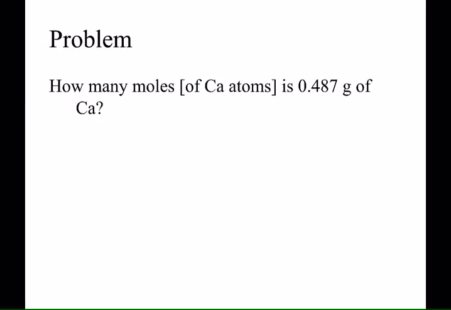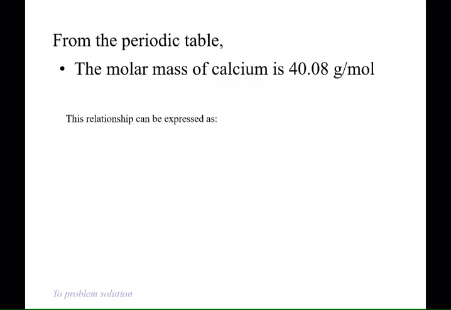It says how many moles of calcium atoms is 0.487 grams of calcium. Now again, what I did in brackets before, usually this won't be here, so it will say how many moles, question mark moles, is 0.487 grams of calcium. So you need a link between grams and moles. If you look at the periodic table, you're going to see that the decimal number for calcium is 40.08. That means in calcium there's 40.08 grams per 1 mole.